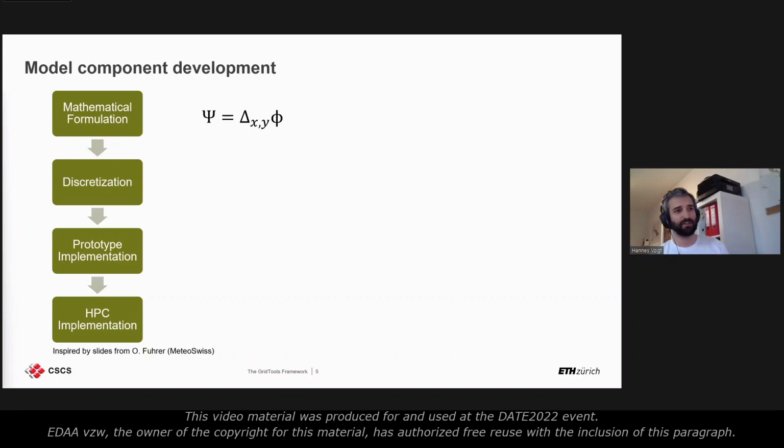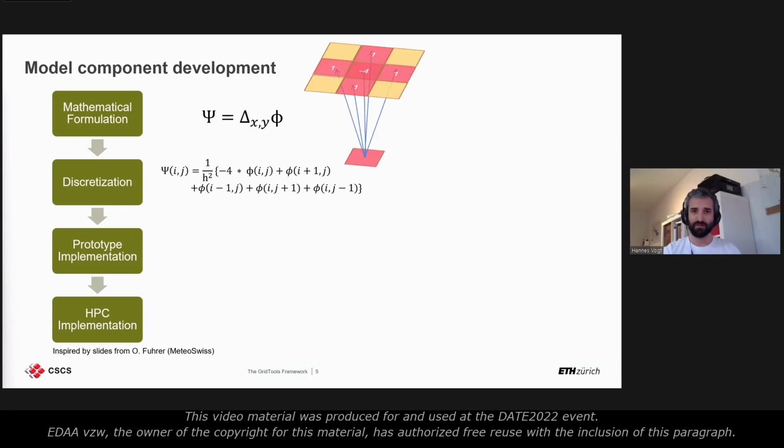So let's see how typically model components of weather and climate models are developed. The domain scientist, the climate scientist, will start from some mathematical formulation. I simplified here a lot. This is just the Laplacian applied to some field, not even a differential equation. Now, to put this on the computer, you need to discretize it. Here's the 5-point stencil if you do this in 2 dimensions.